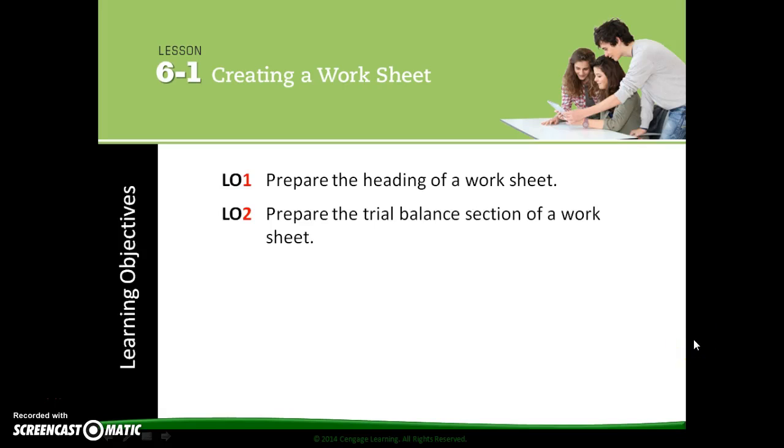Hello, everyone, and welcome to Chapter 6 in our beginning accounting class. Chapter 6 is going to be dealing with worksheets and adjusting entries for a service business. And as we look at Lesson 6.1, we're actually going to begin with creating a worksheet.